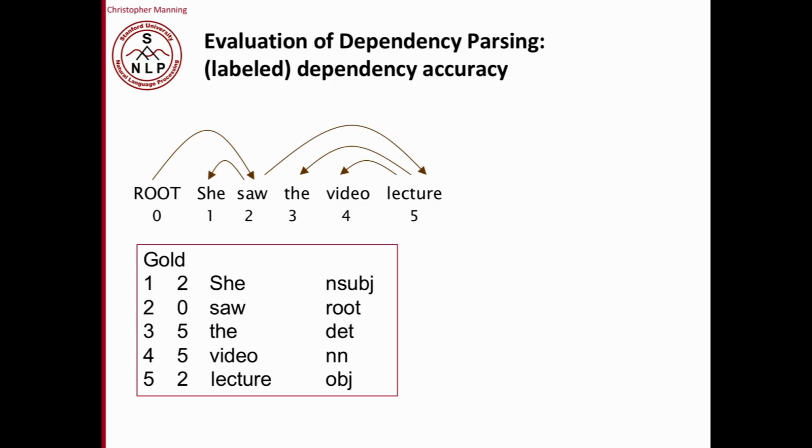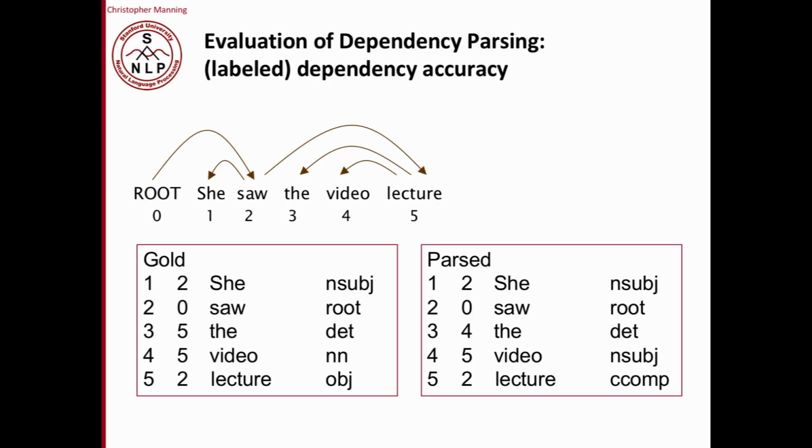So there are the gold arcs. There's a gold arc from 2 to 1, she saw subject, and there's a gold arc from 0 to 2, the root of the sentence. These are the gold arcs. If we generate a parse, we're going to propose some arcs as to what is the head of each word, and we're simply going to count up how many of them are correct, treating each arc individually.